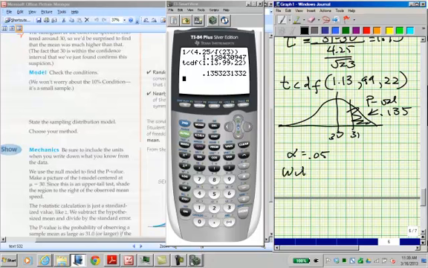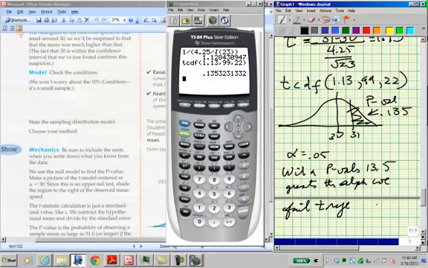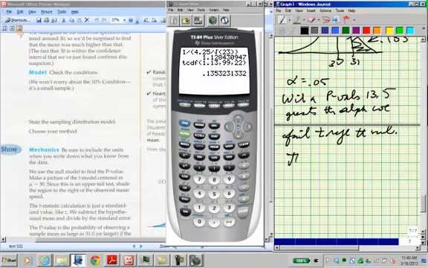With a p-value of 0.135 greater than alpha, we fail to reject the null. There is no evidence of speeding on Trip Hammer Road. Okay. All right.